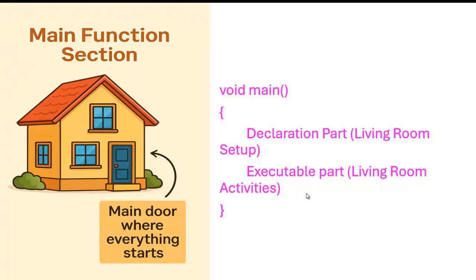Next part of our main function, executable part, living room activities. So this is where we actually do things. We watch TV, turn on the fan, or chat with guests. In a C program, this is where the program actually runs, taking input, processing data, and giving output, right? So this is our main function section, living room, our entry point, having two parts, declaration part, which is living room setup, and executable part, living room activities.